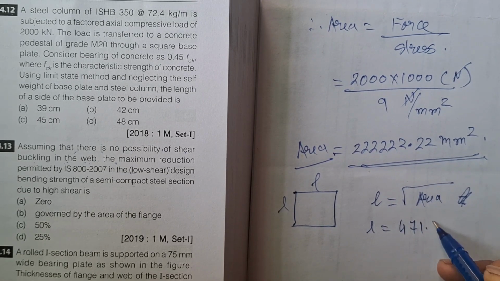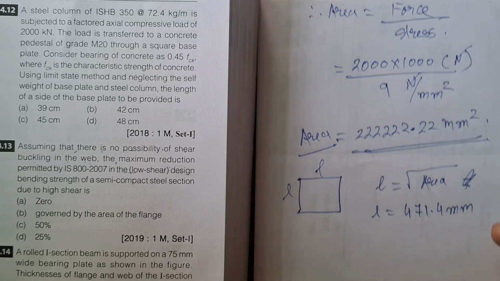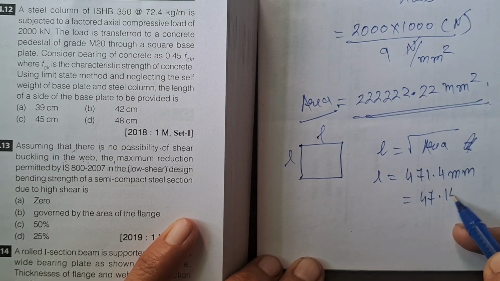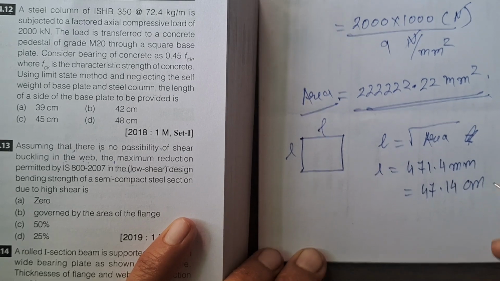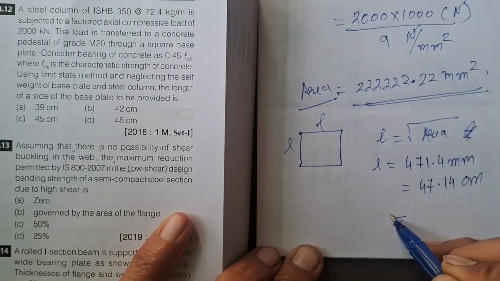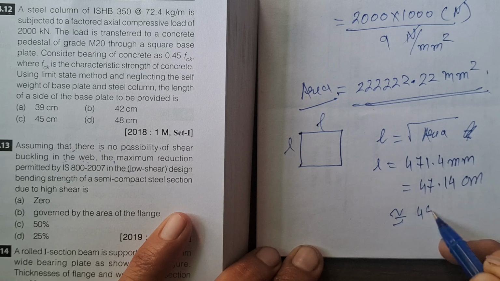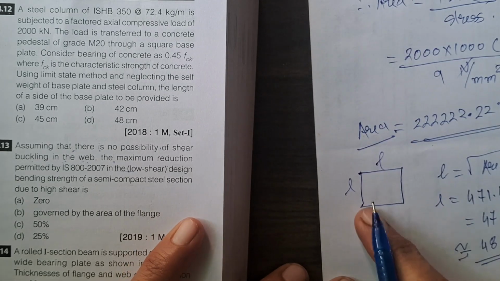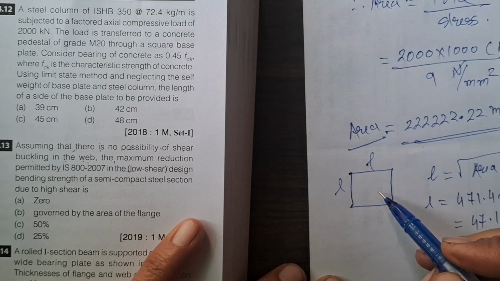So L is equal to 471.4 mm, which is basically 47.14 centimeter. So let's keep it 48 centimeter. So a 48 centimeter by 48 centimeter base plate we can safely use.